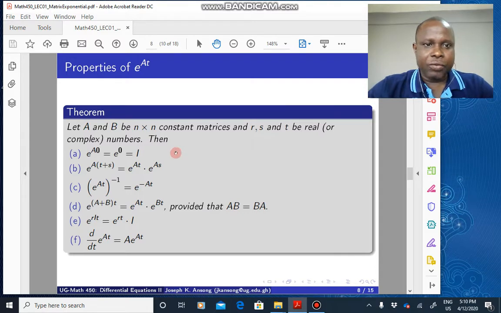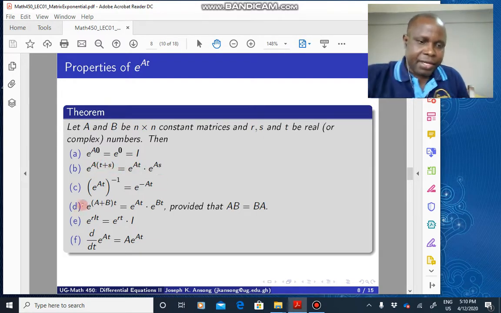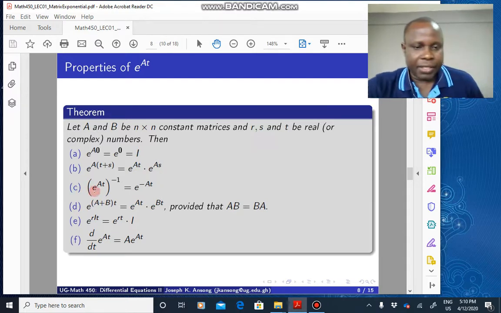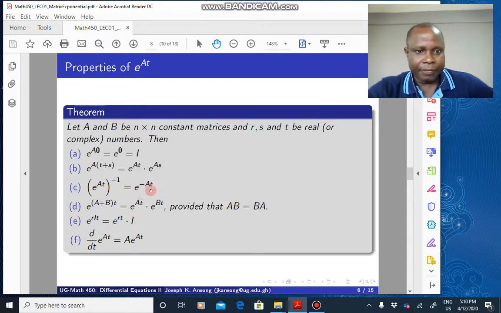So in the last lecture we were looking at the properties of the matrix exponential. We looked at the first few properties. We said e to the A times 0 is e to the 0, which is I, and e to the power At times I is equal to e to the At multiplied by e to the As. This is very important. You will see a comment on that in the next slide, that the matrix exponential has an inverse, and to find the inverse of the matrix exponential, all you do is replace t with negative t and you have the matrix exponential.